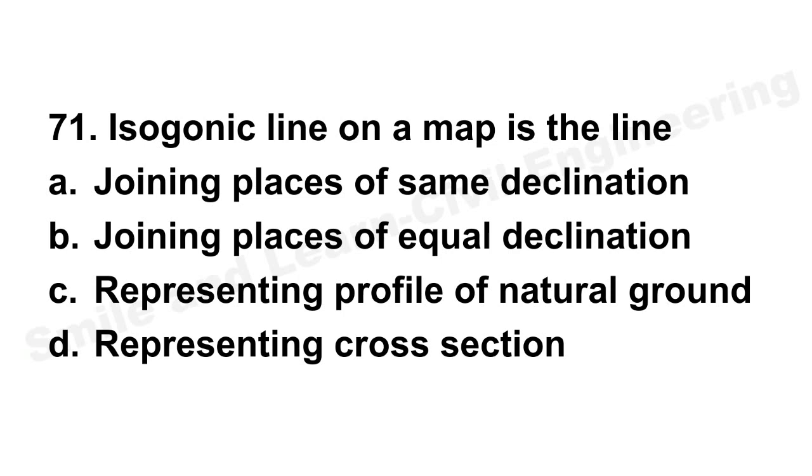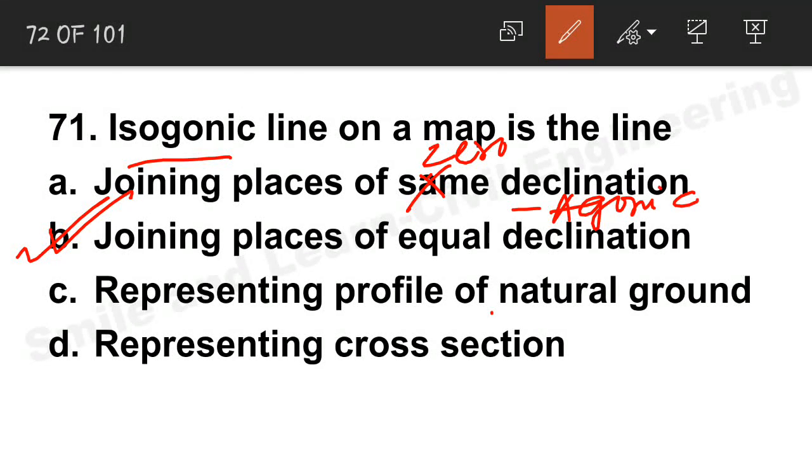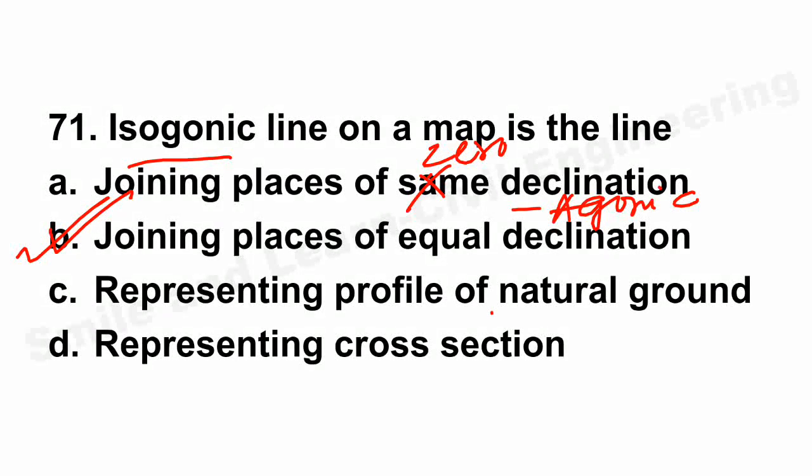Isogonic line on a map is the line. What is an isogonic line? Isogonic lines are lines joining points of equal declination or same declination. Option B will be the correct answer. Same declination and equal declination both are the same thing, no? Iso means the same. Line joining points of zero declination will be zero, right? So this will be an agonic line. Equal declination is isogonic and zero declination is agonic.